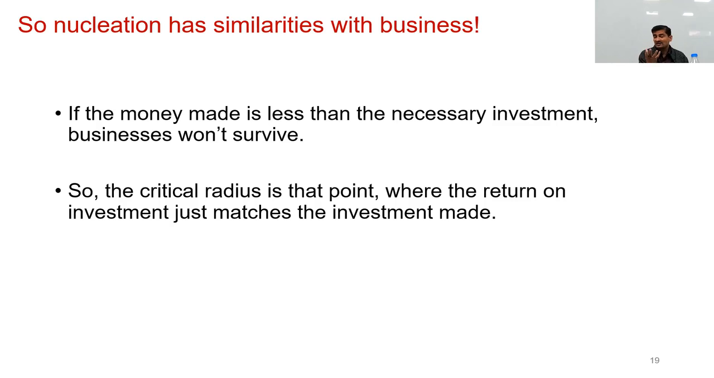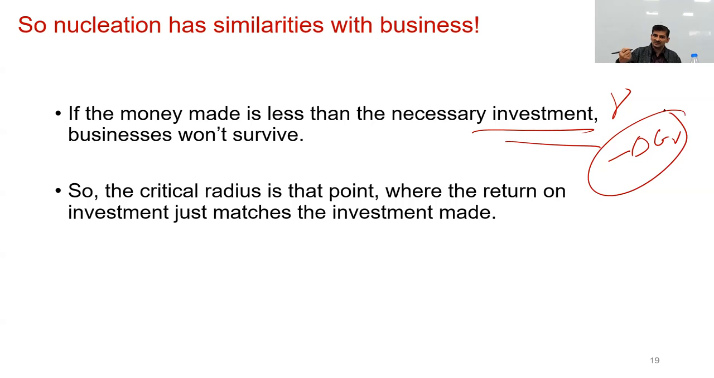So if the system wants to lower its free energy through the formation of clusters, the clusters give you some reduction in energy given by delta GV, but there is also an interfacial component. That interfacial component is like an investment, gamma, and the free energy reduction delta GV is like the return on your investment. So only when the free energy reduction is greater than the contribution of the interfacial energy will those clusters be stable.